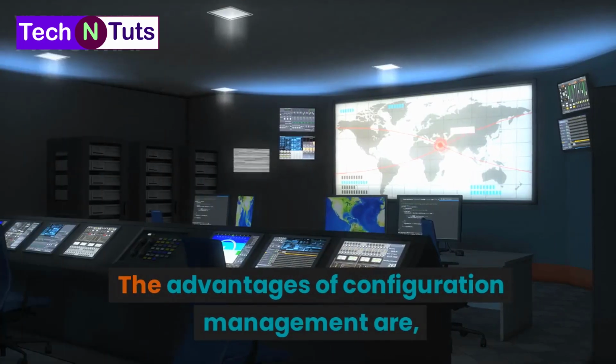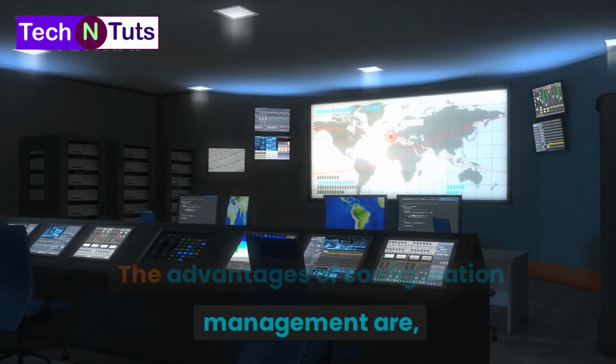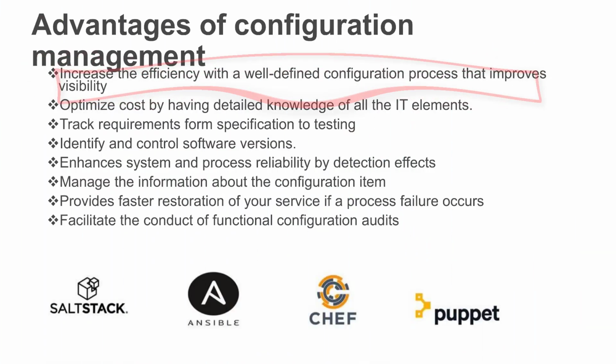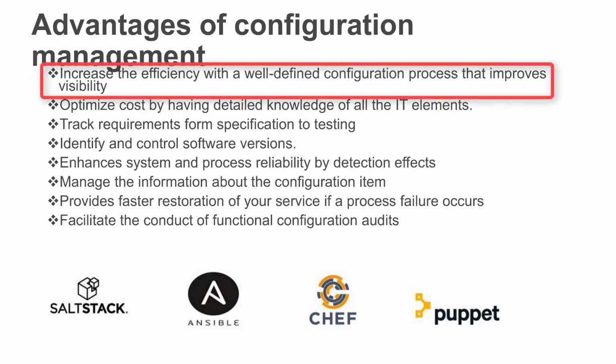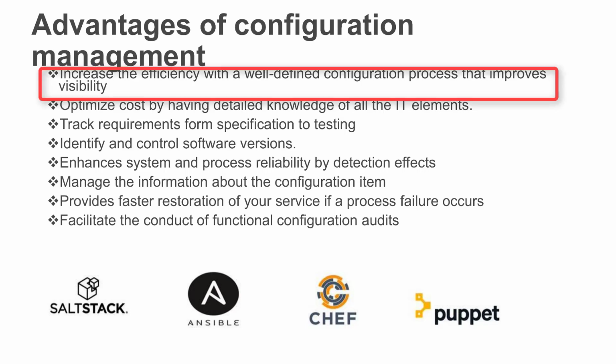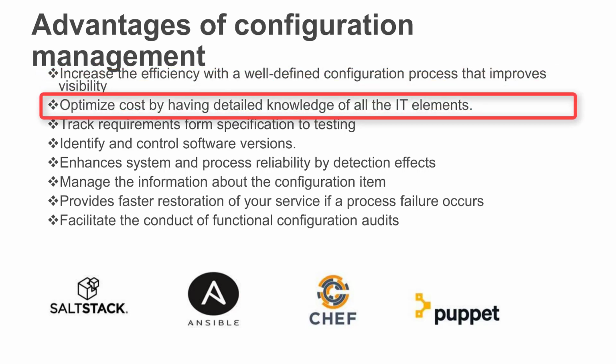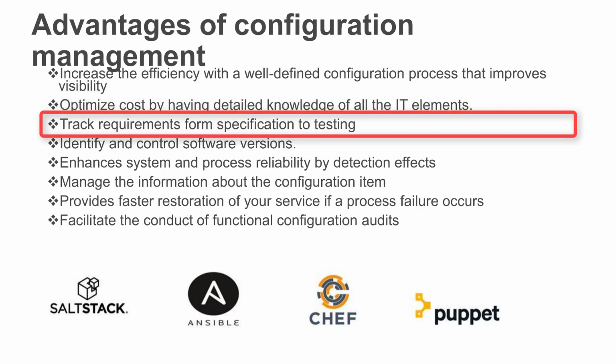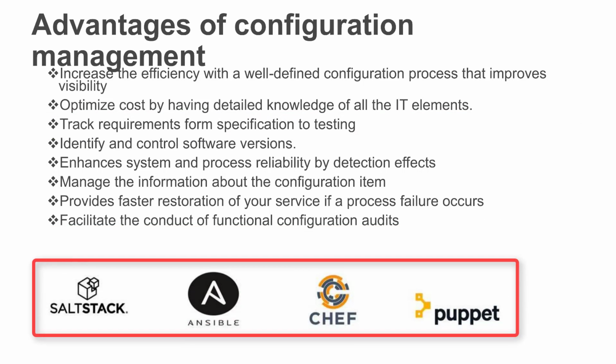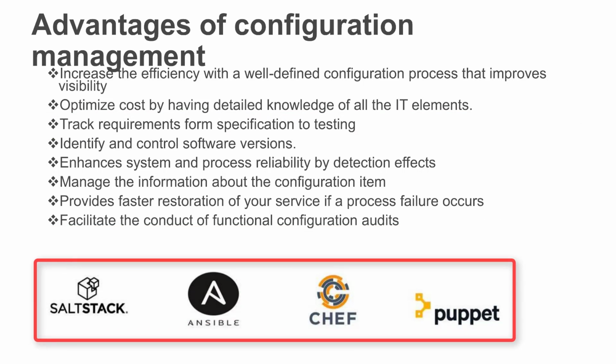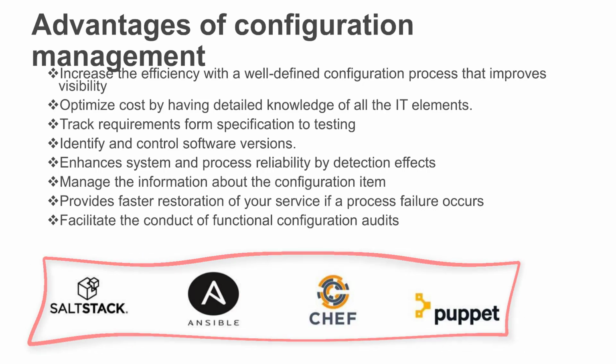The advantages of configuration management are: 1. Increase efficiency with a well-defined configuration process that improves visibility. 2. Optimize cost by having detailed knowledge of all the IT elements. 3. Track requirements from specification to testing. Some configuration management system tools are SaltStack, Ansible, Chef, and Puppet.